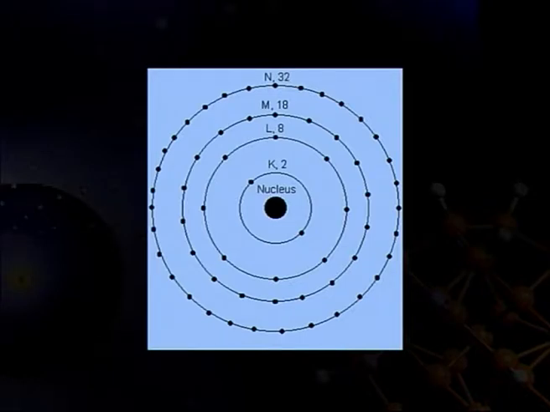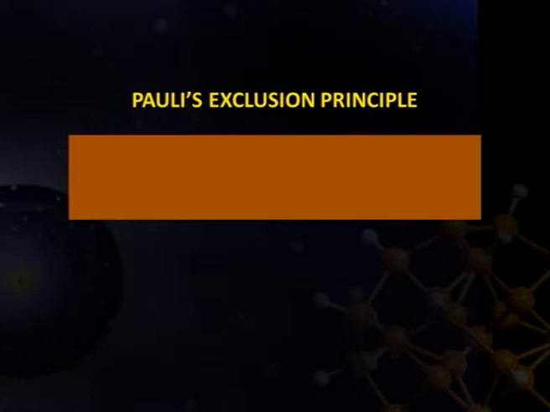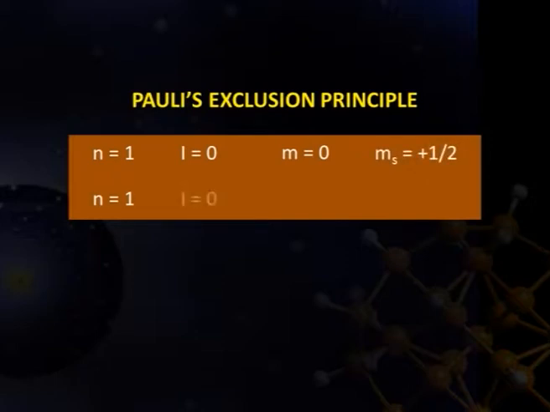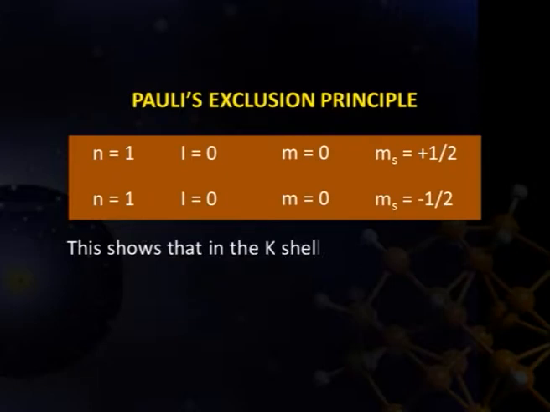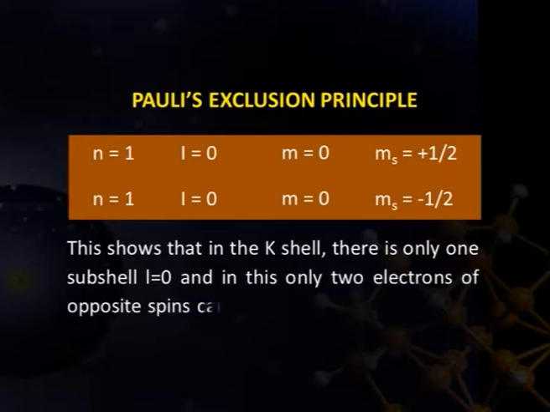For the K shell, since n is equal to 1, l can have only one value, 0, and m can also have only one value, 0. Hence, ms can be either plus half or minus half. Thus, there are two combinations of the quantum numbers: n=1, l=0, m=0, ms=+1/2, and n=1, l=0, m=0, ms=-1/2. This shows that in the K shell there is only one subshell, l=0, and in this only two electrons of opposite spin can be accommodated, as shown in the figure earlier too.